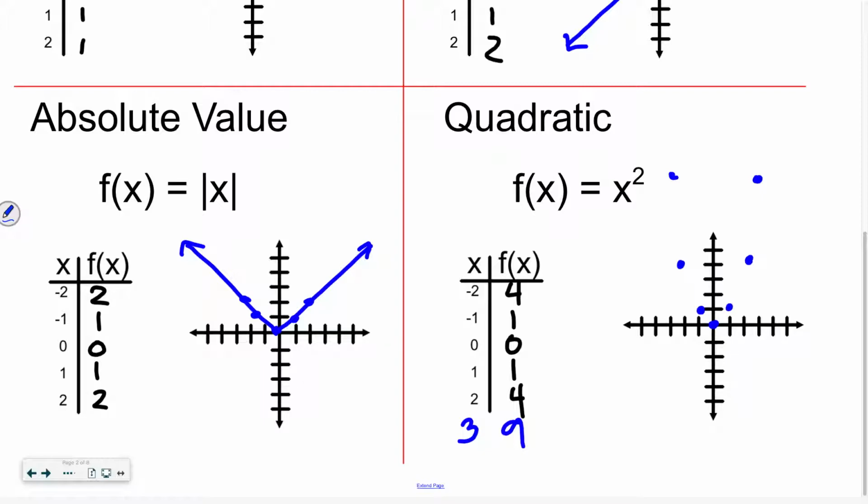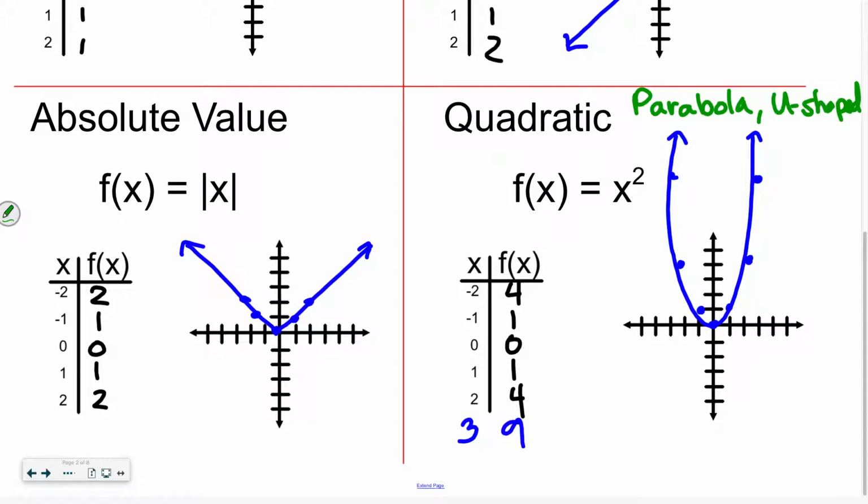And I heard some groups talking about what shape this is. A parabola. Okay, so maybe write that down. Parabola. U-shaped. Absolute value is V-shaped. What's going to be the difference between linear functions and the constant function?